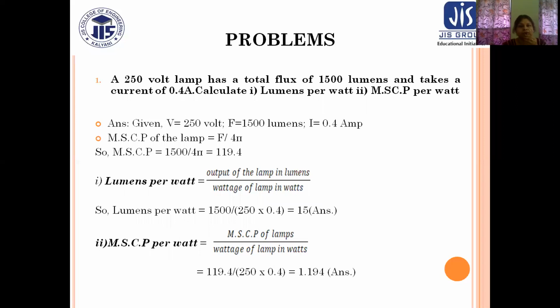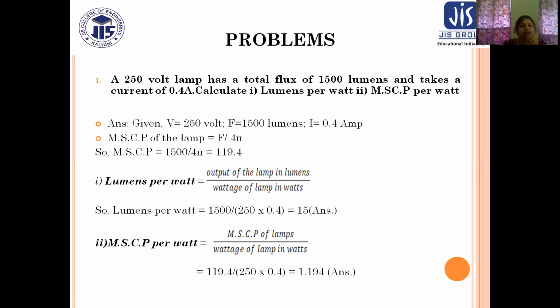Now I am going to problem number 1. A 250 volt lamp has a total flux of 1500 lumens and takes a current of 0.4 ampere. Calculate: first question is lumens per watt, and second question is MSCP per watt, that means mean spherical candle power per watt.